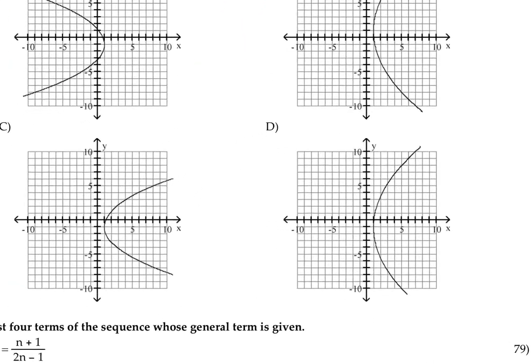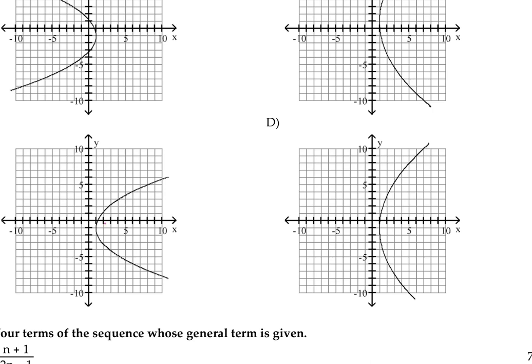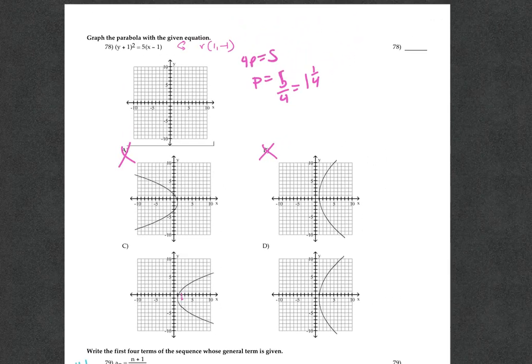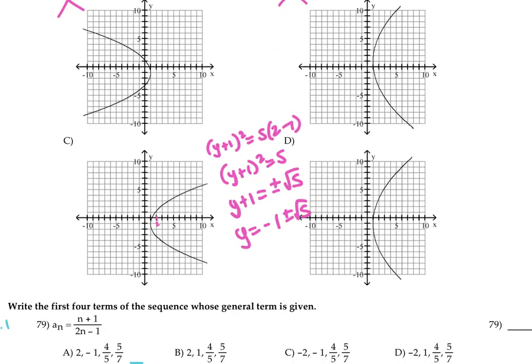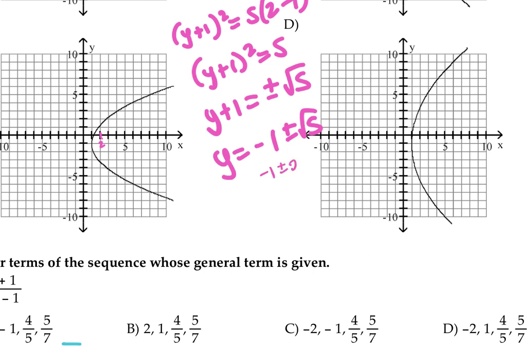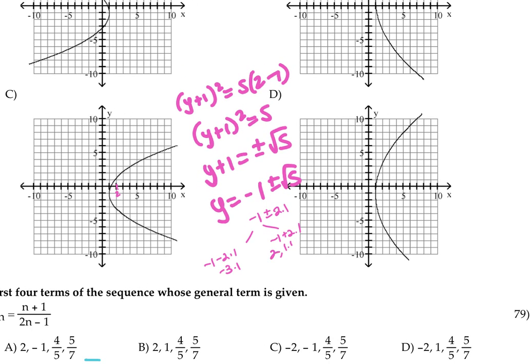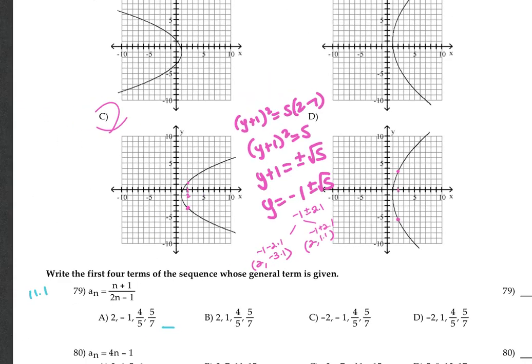And then I couldn't find that exact point on my graph. So I'm going to plug in something like 2 and see what happens. If I plug in 2 for x, I get (y + 1) squared = 5 times (2 - 1). So (y + 1) squared = 5. y + 1 = plus or minus √5. y = -1 plus or minus √5. Because √5 is just slightly bigger than √4, like 2.1, I'm going to get -1 - 2.1 and -1 + 2.1, so -3.1 and 1.1. Those are the y's when x is 2. So I go to where x is 2, and there's my 1.1, and there's my -3.1, which matches C. If it was 2, you're all the way up here, which does not match what we got. So I know D is not the correct one.